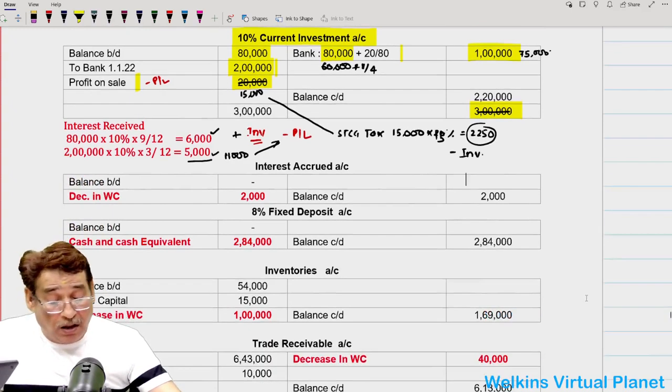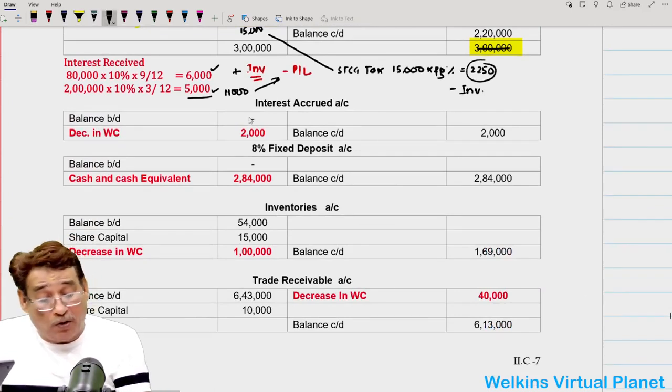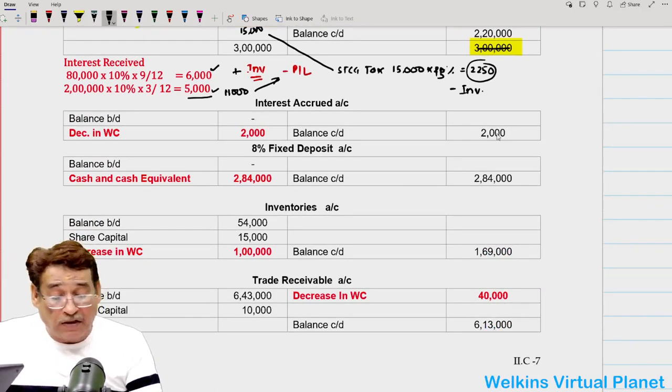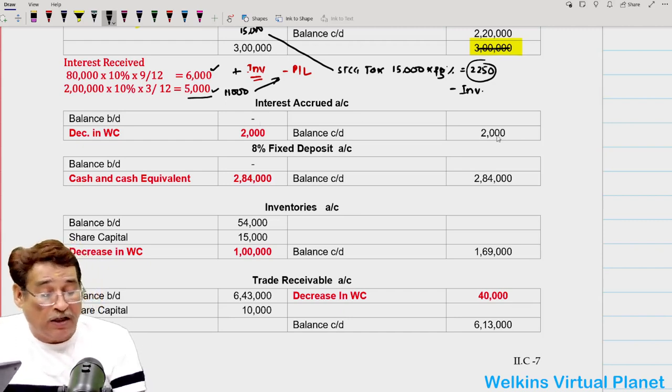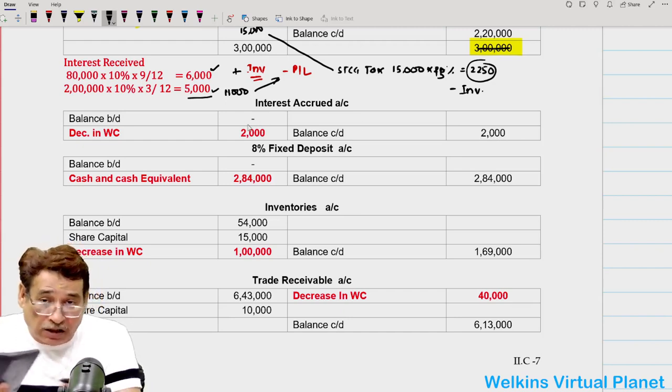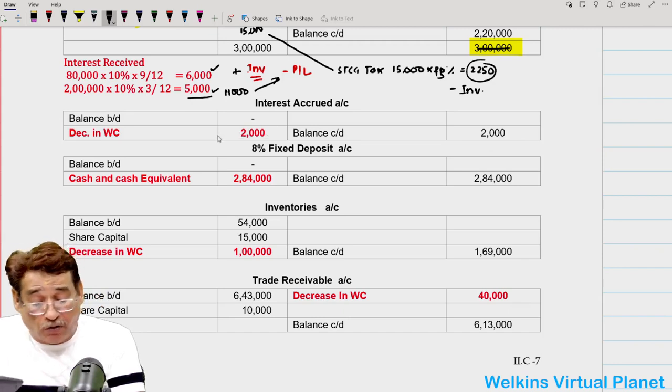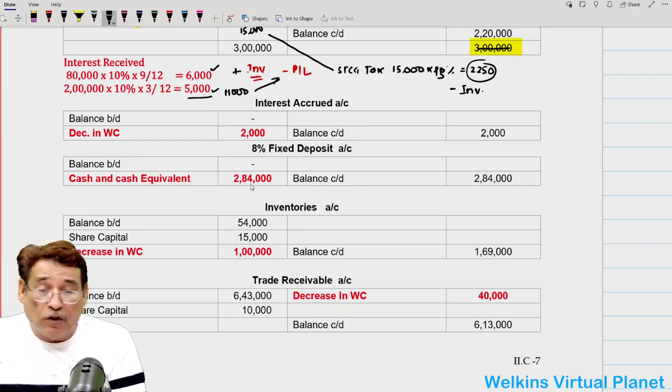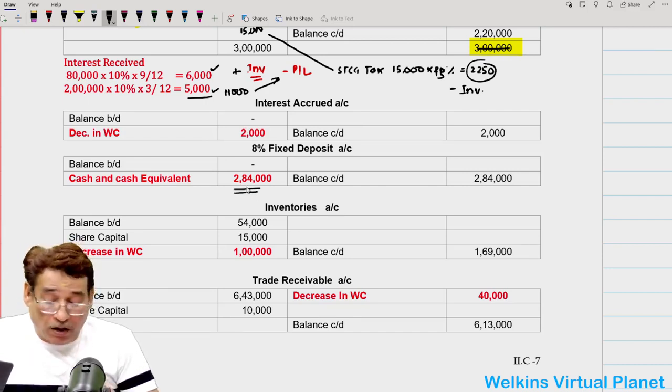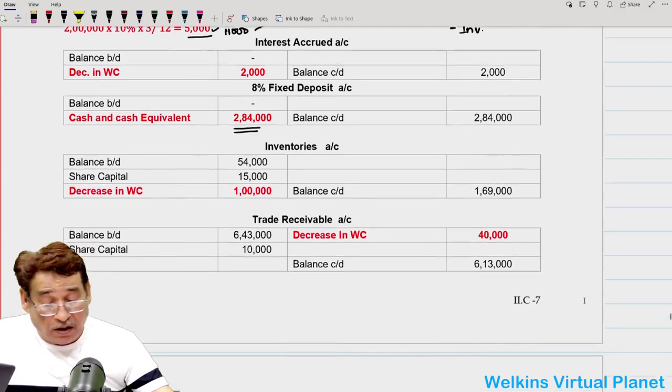Interest accrued, opening balance is nil and closing balance is 2,000. Because your current asset is increasing, it will result in a decrease in working capital. So when you compute your cash generated from operating activities, you will subtract this item. Fixed deposit, you need not do anything. You simply add it to your closing balance of cash and cash equivalent. Correct?